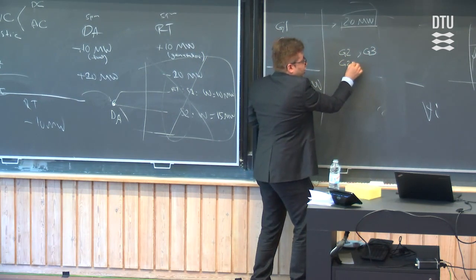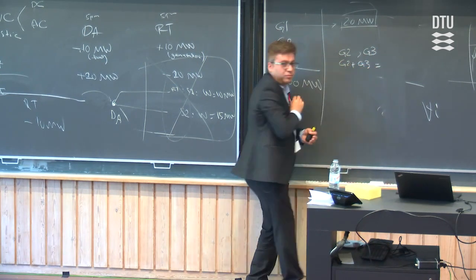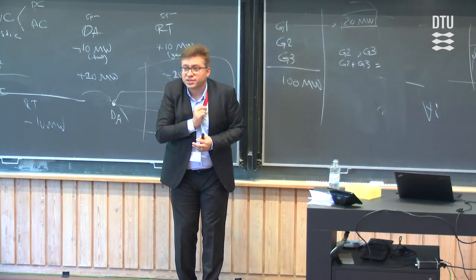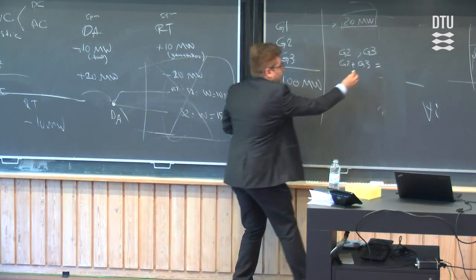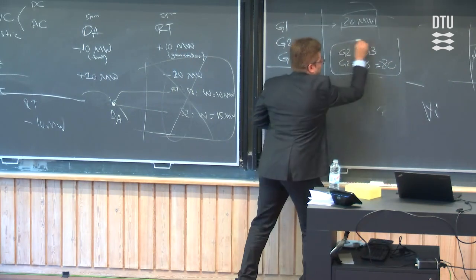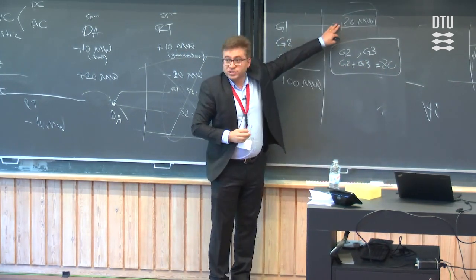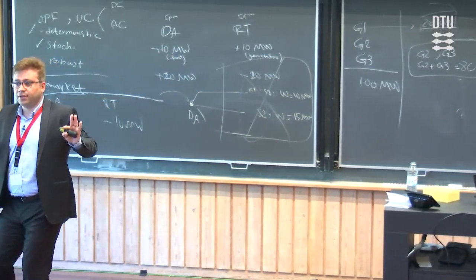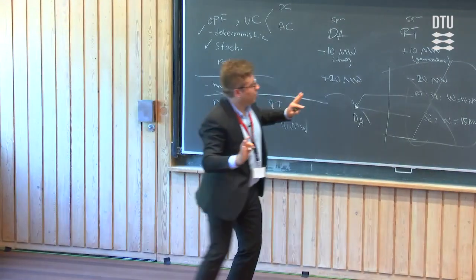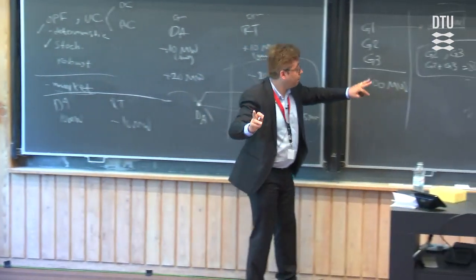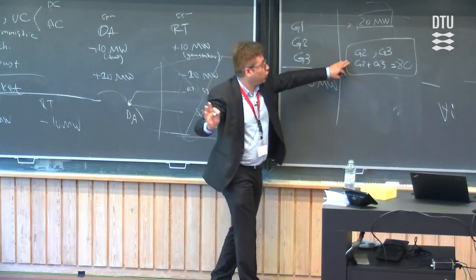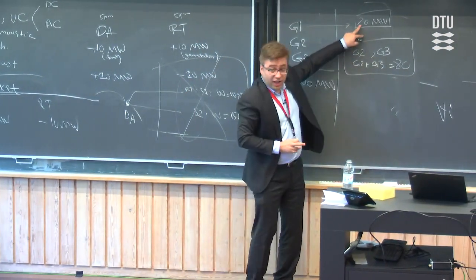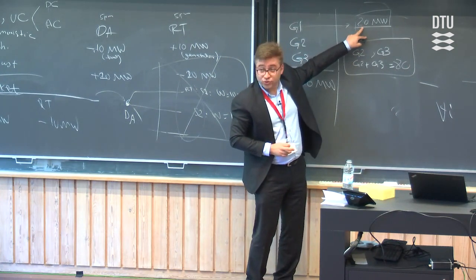And G2 and G3's production should be how much? 100 or 80? Thank you. So this is my market clearing problem if I allow someone to do self-schedule. Is it clear? But those players know each other, right? No. It's the market operator. But at what price will I pay this guy?